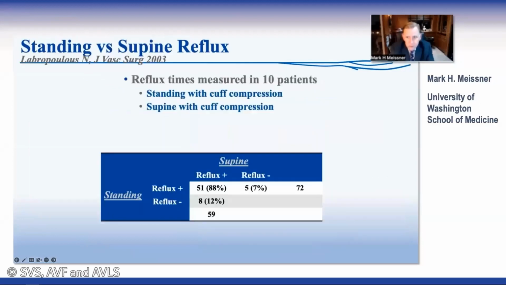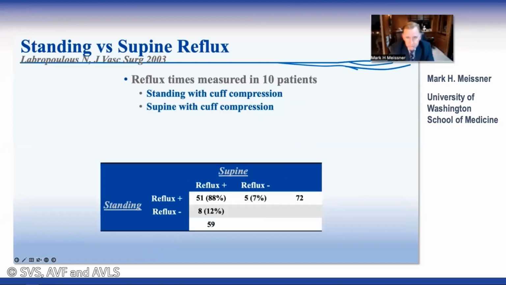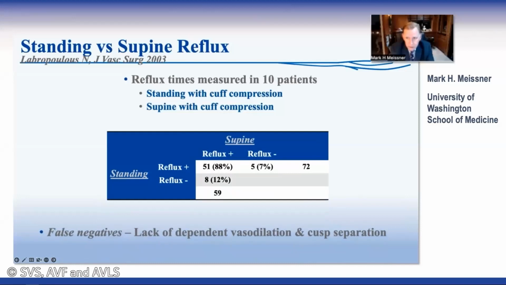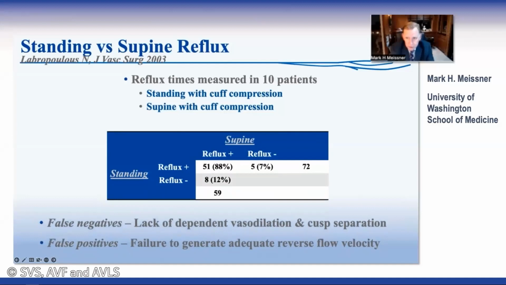He also found that reflux assessment in the supine position leads to both false positives and false negatives. Among 10 patients evaluated in both positions, reflux was falsely positive in 12% of patients in the supine position and was absent, that is, falsely negative, in 7% of segments with reflux in the standing position. False negatives are presumably related to a lack of dependent venodilation in the supine position, while false positives presumably result from failure to generate an adequate reverse flow velocity. False positives are likely a much bigger problem than false negatives in the supine position, as was the case in this young girl.